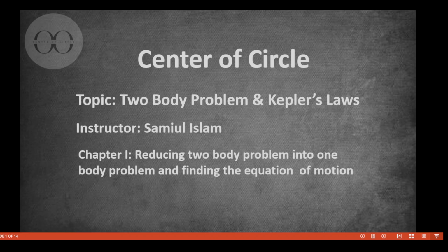Today we are going to discuss the two-body problem and Kepler's laws. I have divided the topic into three chapters. Today we will be looking at chapter 1, which is reducing the two-body problem into a one-body problem and finding the equation of motion.